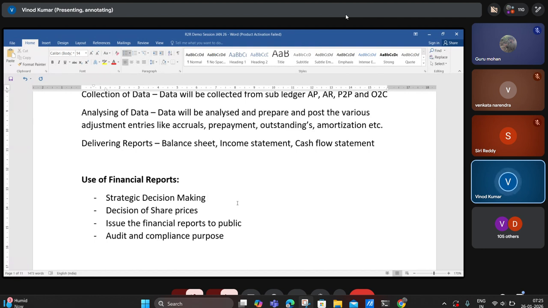So is there any profit or not? Is there any possibility to reduce the employees? According to that, they're taking the decisions. Who is taking the decisions? High level management is taking the decisions. So all this is possible based on the reports that we submitted.